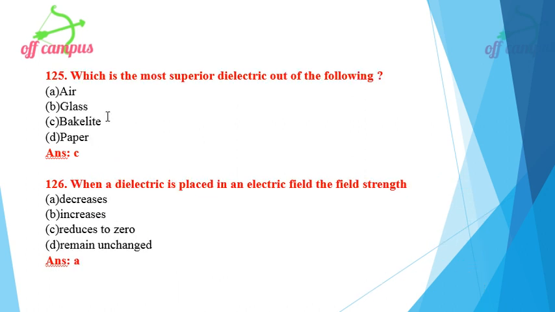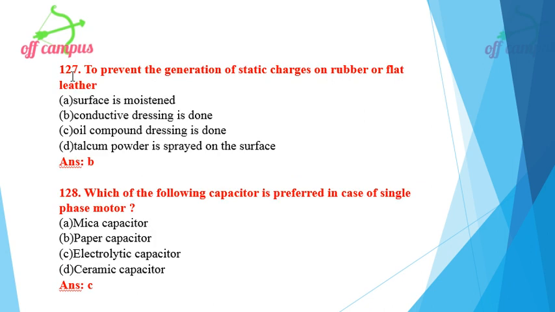Then 125 problem. Which is the most superior dielectric out of the following: air, glass, bakelite, paper? The most superior dielectric is option C, bakelite. Then 126, when a dielectric is placed in an electric field, the electric field strength decreases. Whenever a dielectric is placed in an electric field, the field strength will be decreased. So option A, decreases.